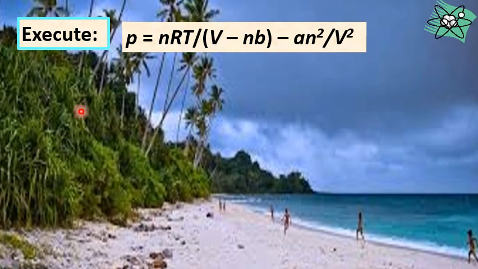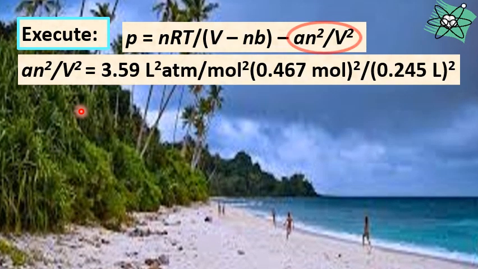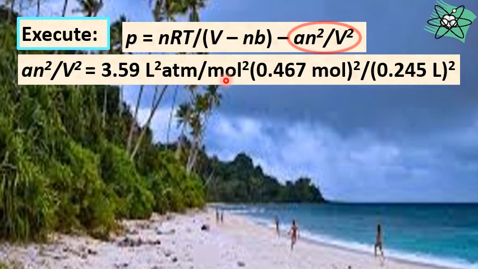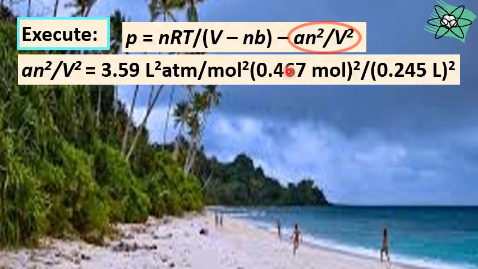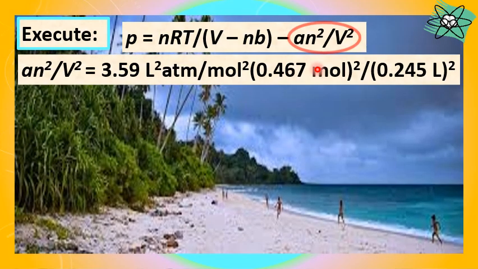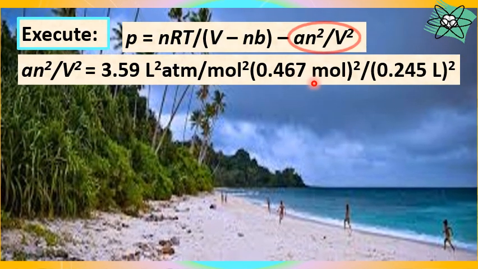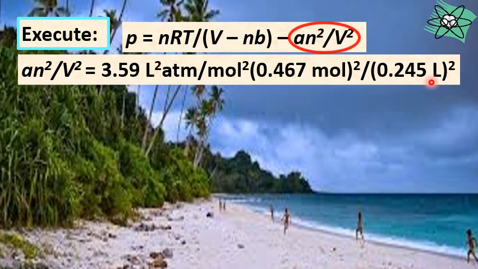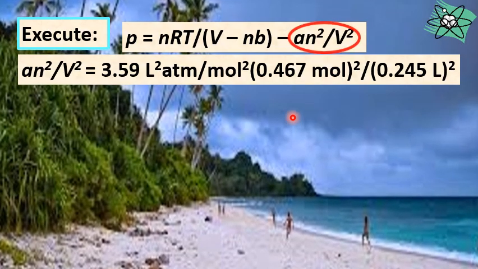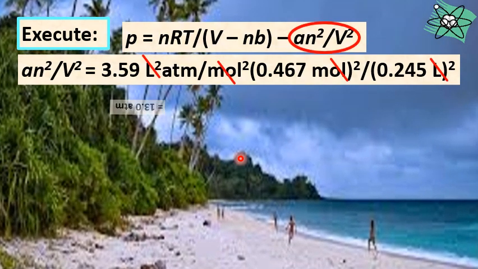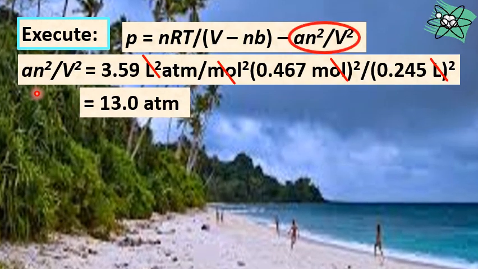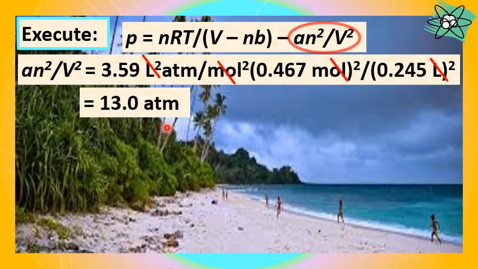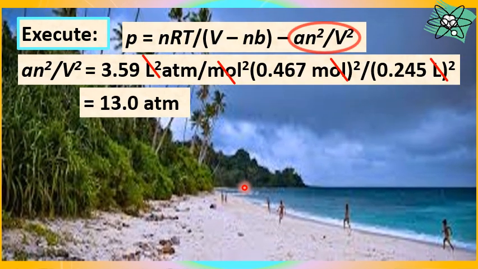All right, so for the term an squared over V squared, we have 3.59 liters squared atmosphere per mole squared times 0.467 mole squared, all right? And we divide that by the square of the volume, 0.245 liter. So doing your math carefully with the help of your calculator, we get the value of this term, an squared over V squared, equal to 13.0 atmospheres, also in three significant figures.